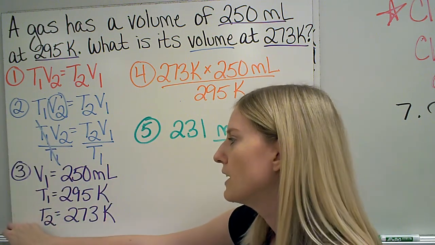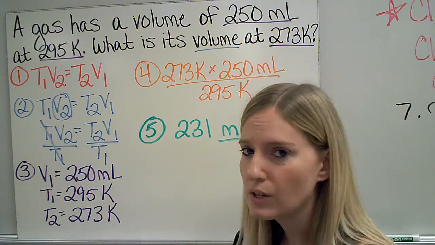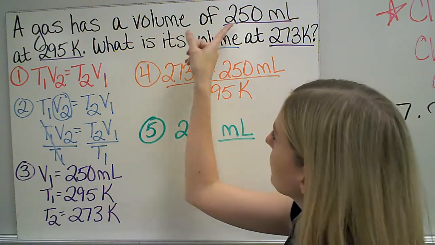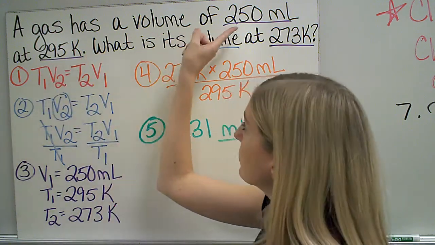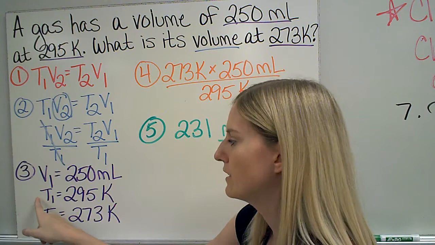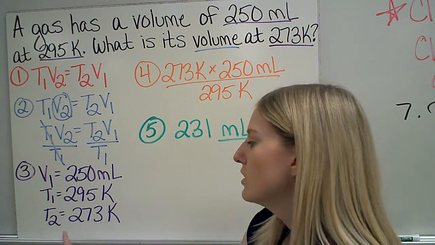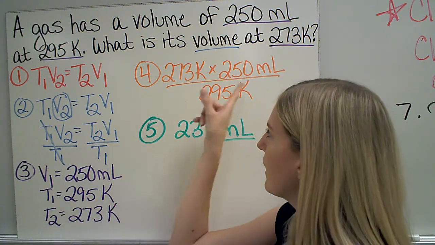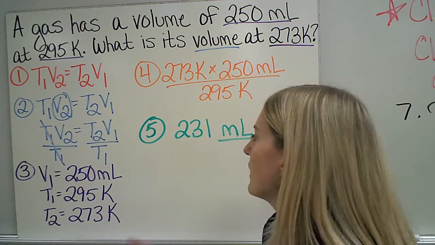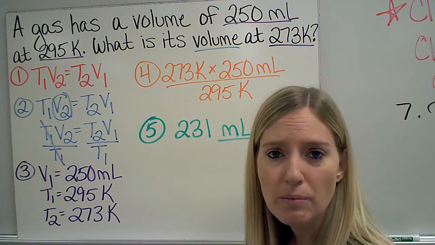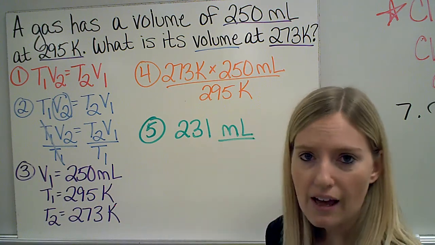Number 3, all I have to do is write out what values I have and decide which one is V1 and which one is T1. So the first volume they gave me happens to be V1, so 250 milliliters, and it is 250 milliliters at this temperature, so that's my T1, and then I'm changing the temperature to 273 Kelvin, so that's my T2. I plug my values into the equation I came up with here. My calculator tells me it's 231, and I make sure I have the correct unit. I know I'm looking for a volume, so I look at what volume was used before, milliliters, so that's what I have for my answer as well.